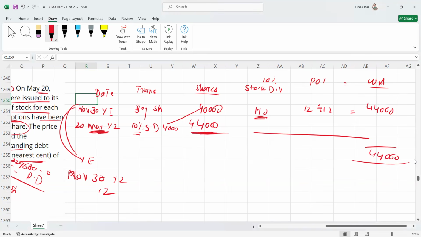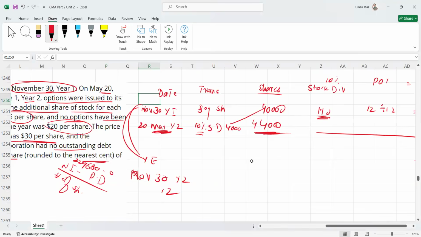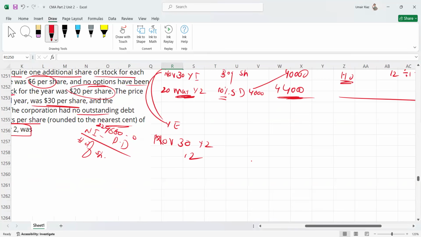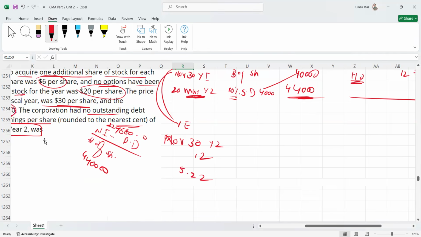So we'll go back to the question. The weighted average number of shares is 44,000. Now we will solve. Just take 229,680 divided by 44,000. So EPS is 5.22. So this is the answer.